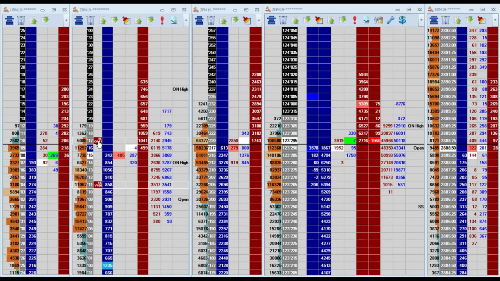Hesitate to move my target just because I'm like 180 in the queue. If we just get a touch up there, I could get filled. That would at least cover my commissions. But if I have to, I'll scratch this thing.